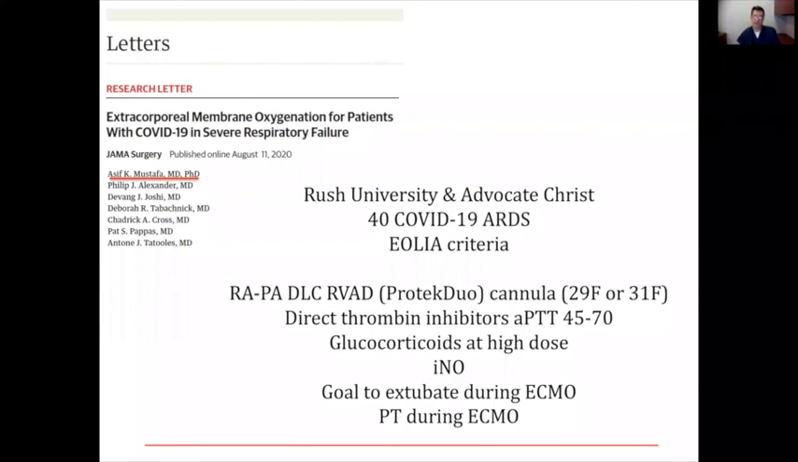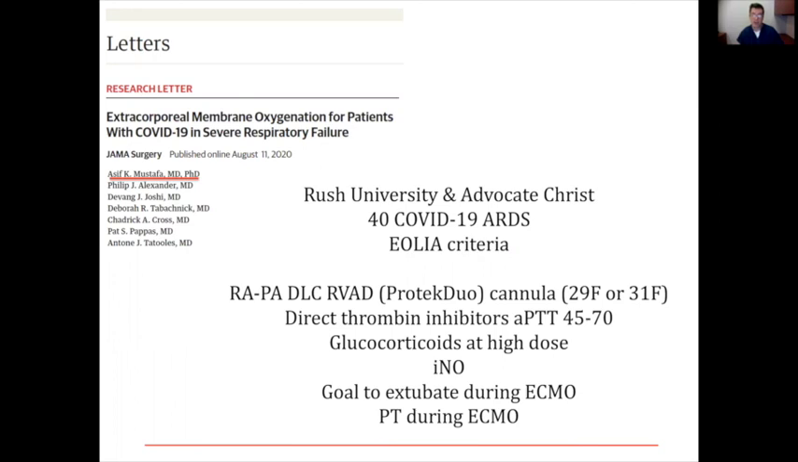They decided on a package of interventions early on in the pandemic that they did for all these patients. There's a lot of focus on the fact that they use the Protect Duo cannula, which is a right atrium to pulmonary artery, very similar to a pulmonary artery catheter, but it's a dual lumen cannula for ECMO. Because it bypasses the right ventricle, it is a right ventricular assist device and often is used as that. But when you add an oxygenator, it's really VV ECMO with RV support.